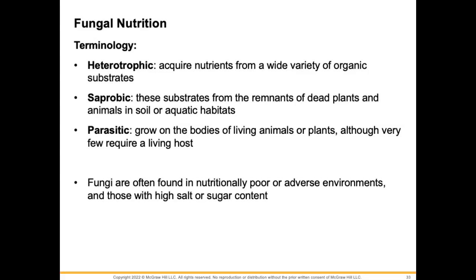So, parasitic fungi will grow on the bodies of living animals or plants, although very few require a living host. So fungus can actually grow on dead things, is what that's saying.